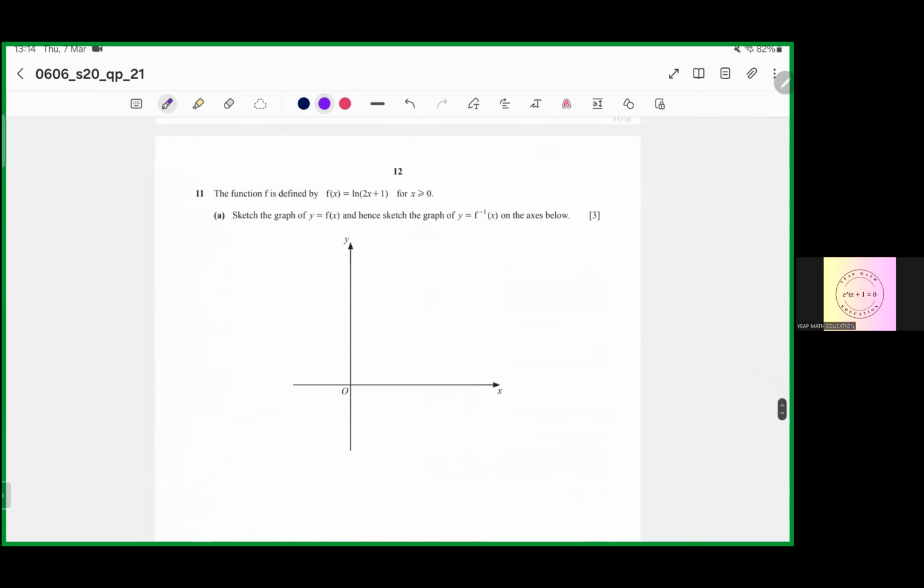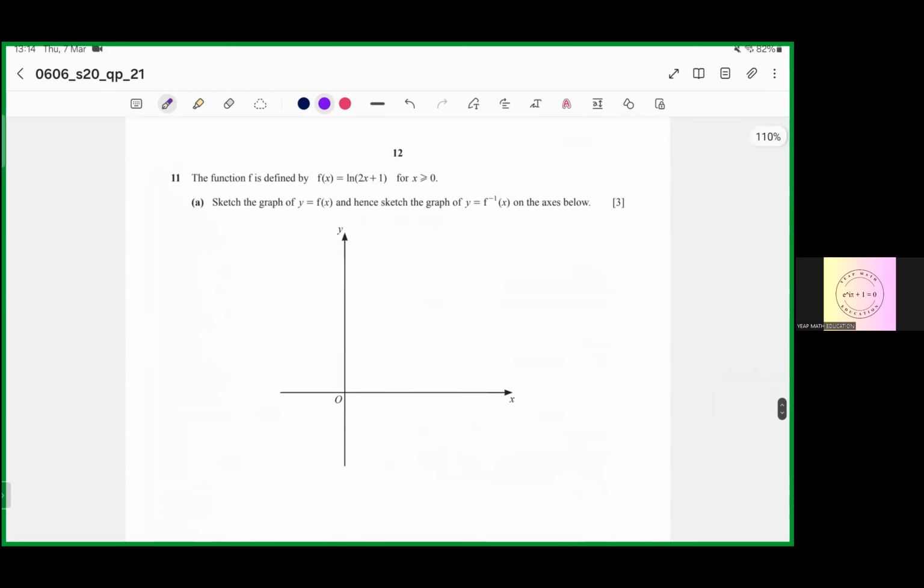Now we look at question 11. Question 11 is about the inverse function, but just to sketch the graph. The function f is defined by f(x) equals ln(2x plus 1) for x more than or equal to 0. Sketch the graph of y equals f(x), and hence sketch the graph of y equals the inverse of f(x) on the axes below. Now I draw the straight line first. This is y equals f. Now I sketch.